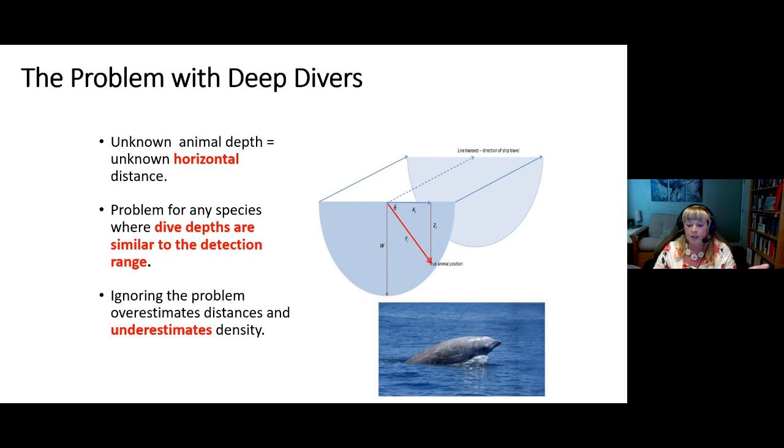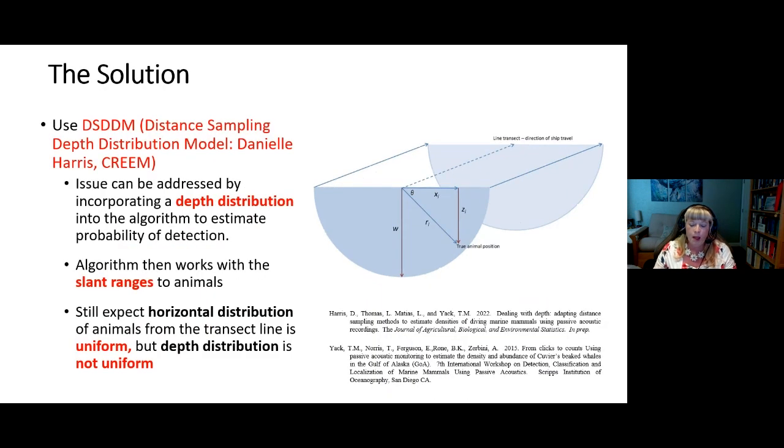The overestimate of distance then inflates our probability of detection, and consequently that results in an underestimate of density. To address this problem, we can incorporate a depth distribution into the algorithm that estimates the probability of detection. Specifically, information about the depth distribution of the study species is incorporated into the maximum likelihood estimator of the detection function parameters. The algorithm then works using the slant ranges to the animals.